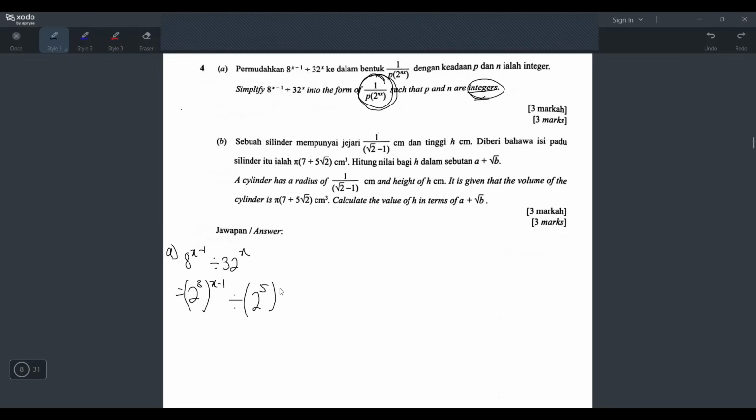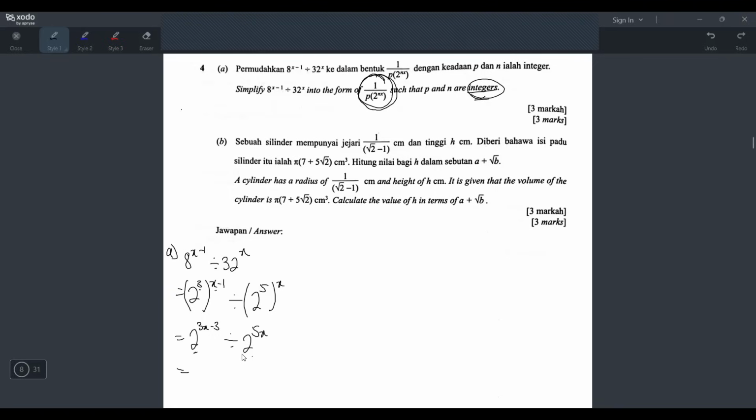And don't forget, you have to write bracket power x because there is power x here. And now you need to know if you have power side by side like this, you have to times them. You have to darab. So it becomes 3 times x minus 1 becomes 3x minus 3 like this. And then divide. 2 power 5 times x is 5x.